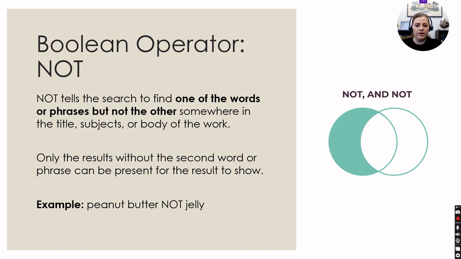Now the NOT operator tells the search to find one of the words or phrases, but not the other. Only results without the second word or phrase can be present for the results to show. So for this, I want peanut butter NOT jelly. I'm saying I only want things that talk about peanut butter. The moment jelly is mentioned, it's going to remove that search result from my list.